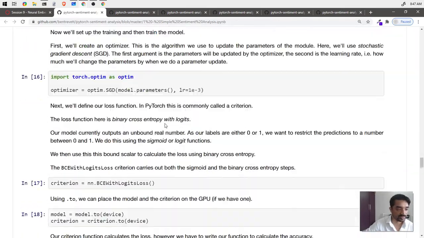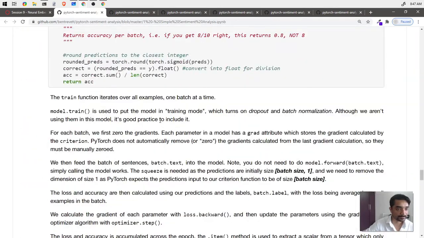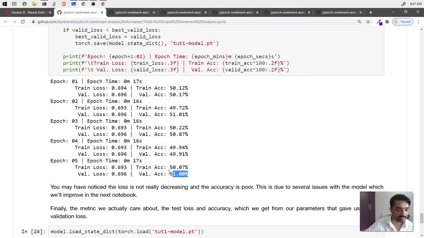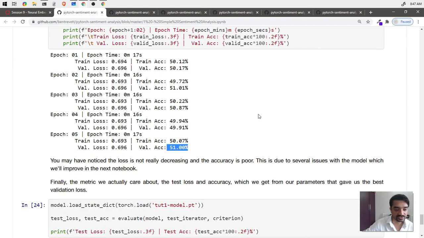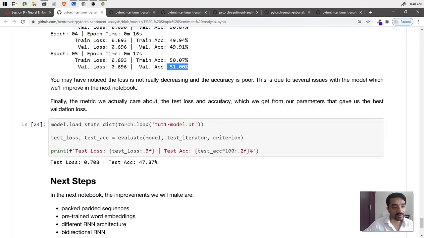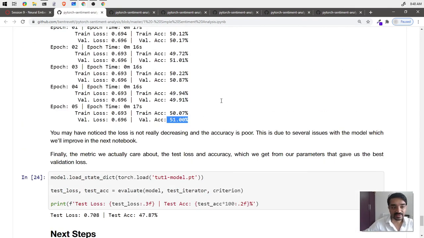Now this simple model, when given our dataset, right here we're training, the data goes in, and it hits an accuracy of 51%. The validation loss you can see is here and 51% here. That's not really decreasing. It's not great. Now why is it not great? It's not great because your embedding layer is literally bad.